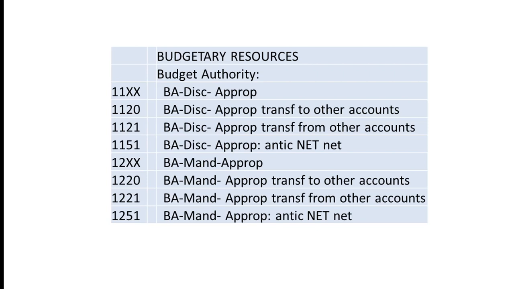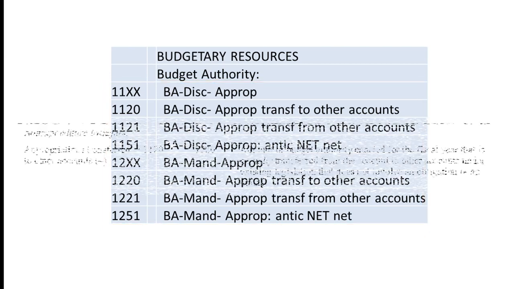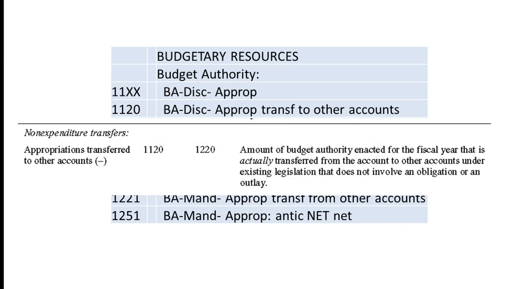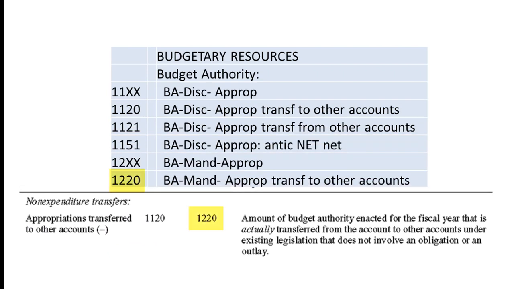Lines reflecting non-expenditure transfers of new appropriations appear in the 1100 through 1200 range. This includes both types of non-expenditure transfers: transfers of authority to obligate and allocations of authority to obligate. The actual non-expenditure transfer out of discretionary appropriations is reflected on line 1120, appropriations transferred to other accounts. Mandatory appropriations are reflected on line 1220. Since these amounts are negative, budgetary resources are reduced.